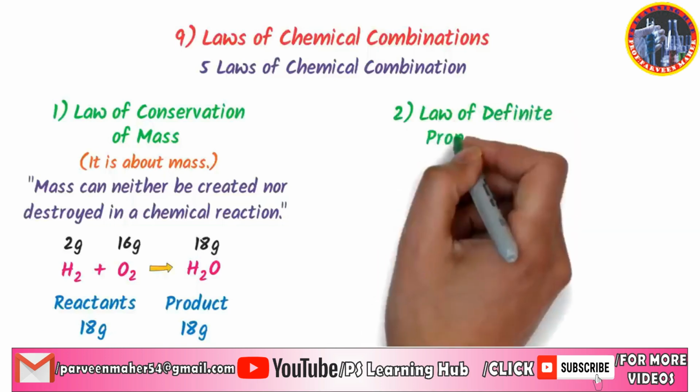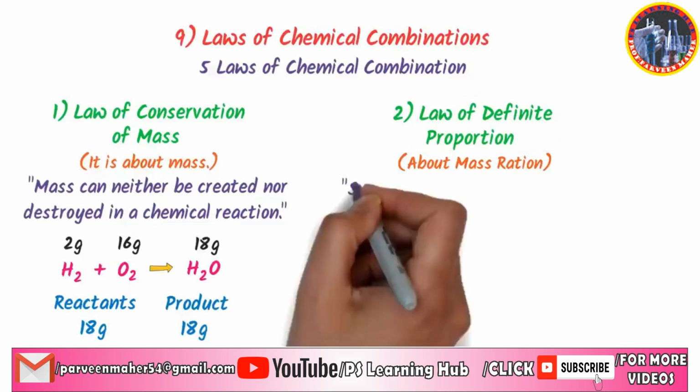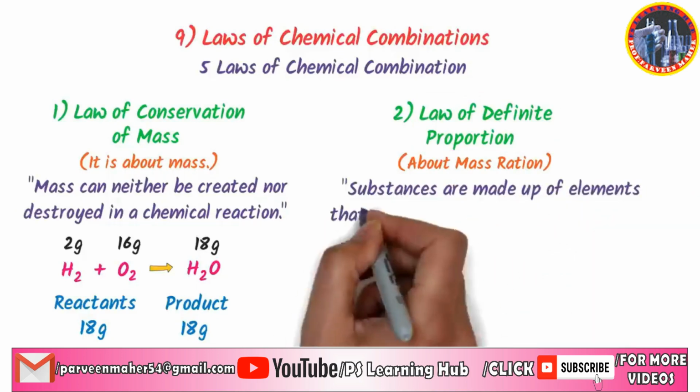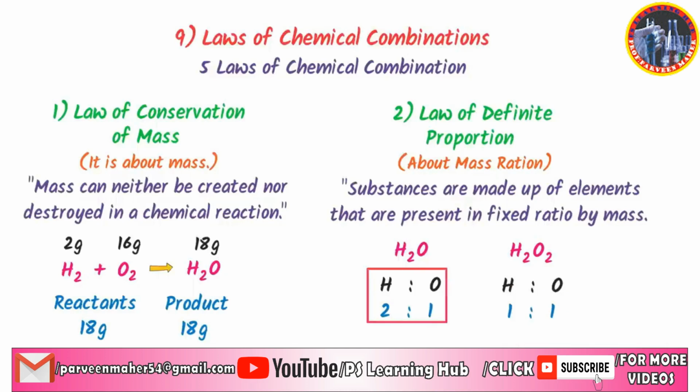The second law is law of definite proportion. Remember that it is based on ratio of masses. The word definite proportion means fixed amount. It states that chemical substances are made up of elements that are present in fixed ratio by mass. For example, consider water and hydrogen peroxide. In water, the ratio of hydrogen to oxygen is 2:1, while in hydrogen peroxide, the ratio of hydrogen to oxygen is 1:1. It shows that the ratio of hydrogen and oxygen would always be 2:1 in water, while the ratio of hydrogen and oxygen in hydrogen peroxide would always be 1:1. Therefore, we say that chemical substances combine in fixed ratio by mass.